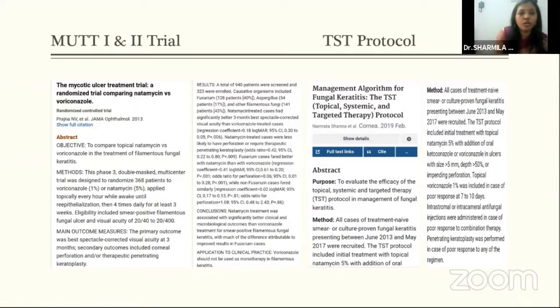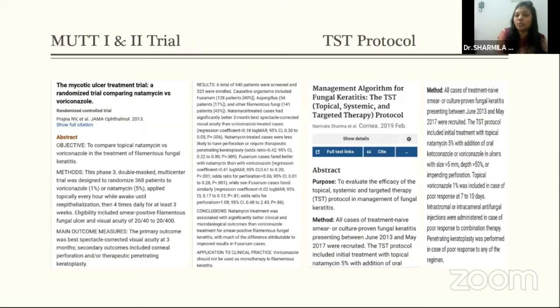Before going for exams, you should all be familiar with the MUTT 1 and 2 trials by Prajna sir et al. So it's the Mycotic Ulcer Treatment Trial 1. It's an RCT comparing natamycin versus voriconazole. And it concluded that natamycin is superior to voriconazole in the treatment of filamentous fungal keratitis. It also said that voriconazole cannot be used as a monotherapy and can be used only as a combination therapy in deep-seated keratitis. You should also know about the MUTT 2 trial, where they say that systemic antifungals have more use in endophthalmitis and scleral involvement.